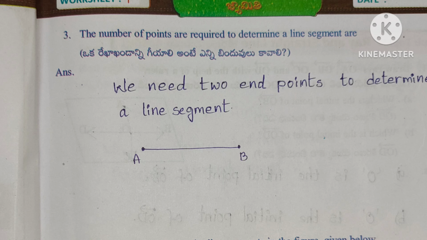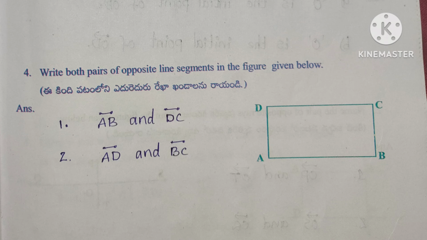Third question. The number of points required to determine a line segment is? Answer: we need two endpoints to determine a line segment. Fourth question. Write both pairs of opposite line segments in the figure given below. Here a rectangle is given. In this figure, the first opposite pair is AB and DC and the second opposite pair is AD and BC. Let us move on to worksheet 2.